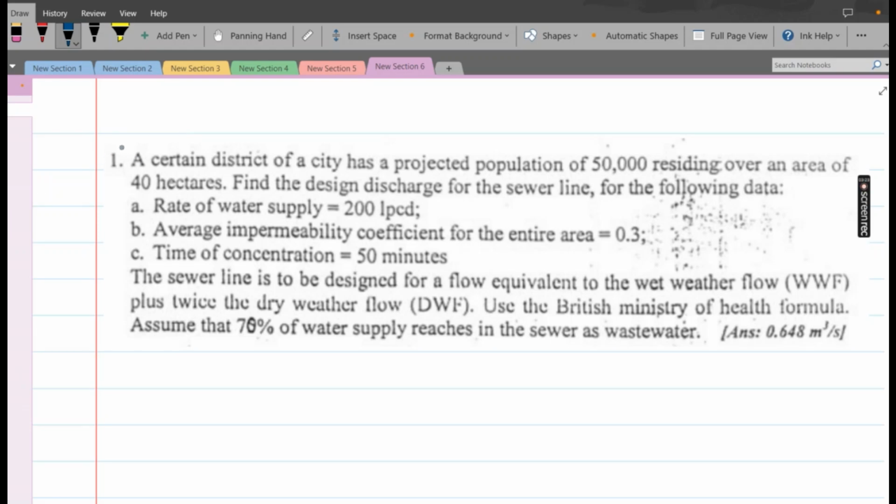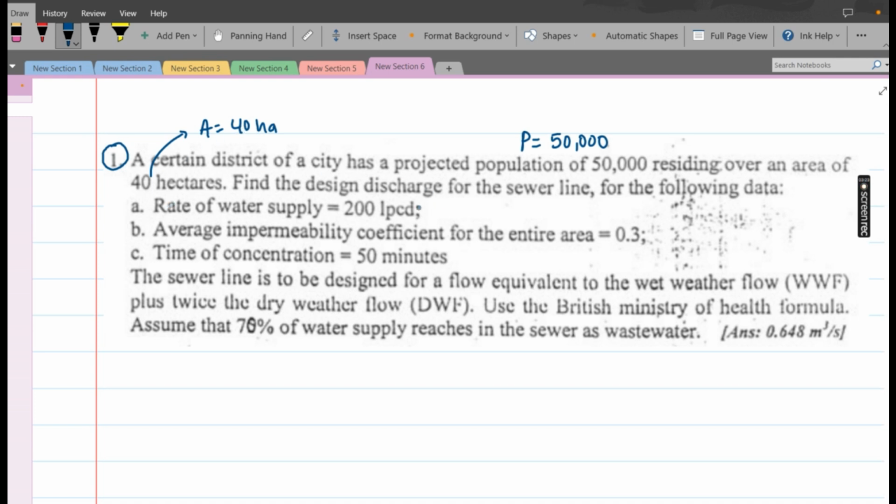In today's video, we'll be doing a numerical related to sanitary engineering. The question is: a certain district of a city has a projected population of 50,000, so P equals 50,000, residing over an area of 40 hectares, so A equals 40 hectares. Find the design discharge for the sewer line for the following data.